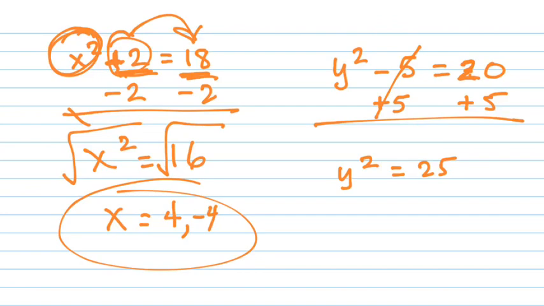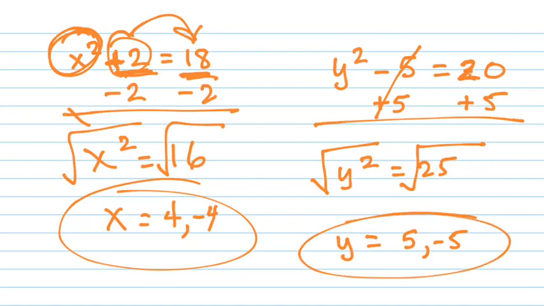Now, to unsquare the y, I simply take the square root of both sides. What is the square root of y squared? Plain old y. What is the square root of 25? 5 and minus 5. You're done. How come it's minus 5?